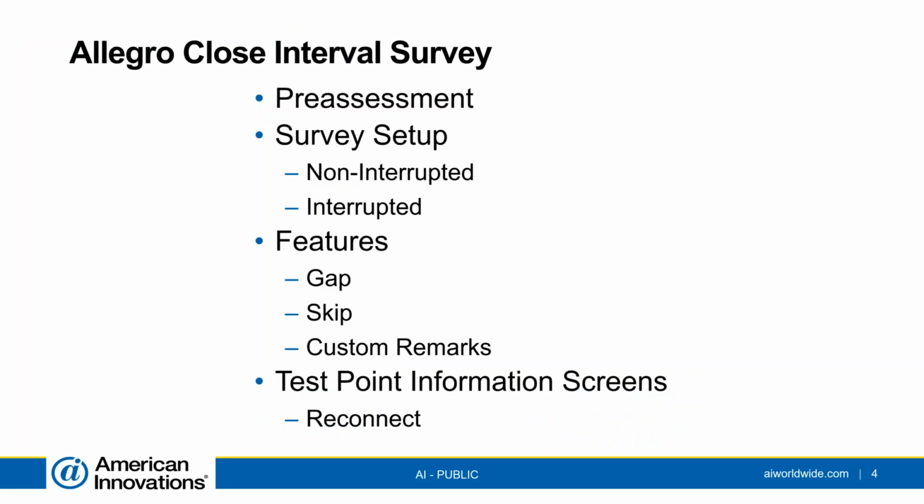Good morning. So what we're going to do is go through close interval survey on the Allegro. We're going to look at several items during this presentation. We're going to look at some of the pre-assessment survey setups. We'll go through some of the features in CI that will help you get an accurate and good survey with as much data as you can get. It's very important for gathering as much data as you can to be analyzed at a later date. We'll also look at some test point information screens, and I'll give you an example of what the Reconnect would do.